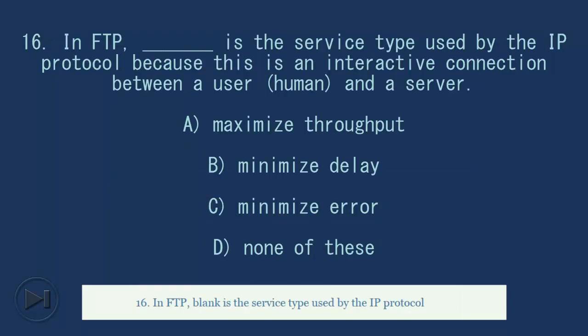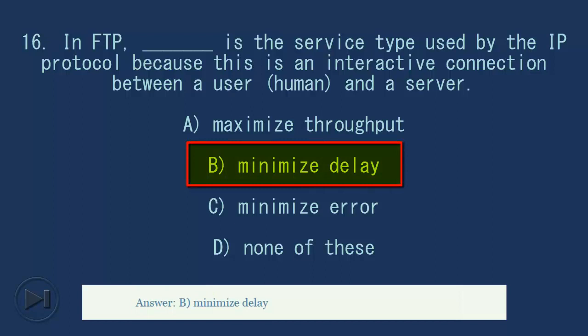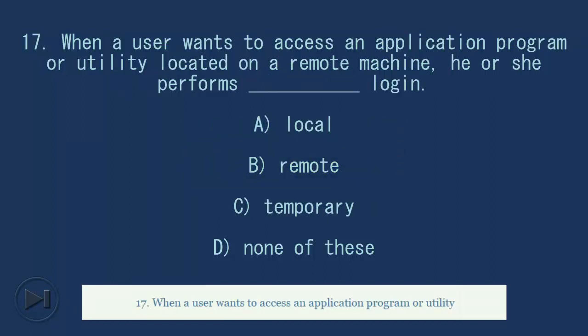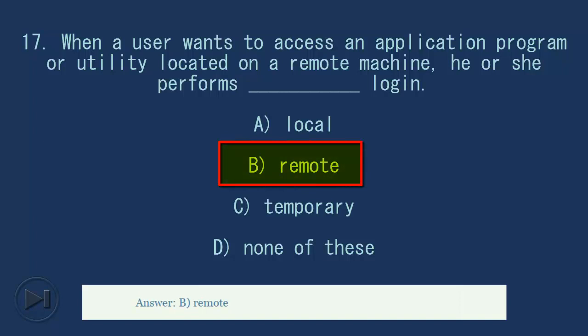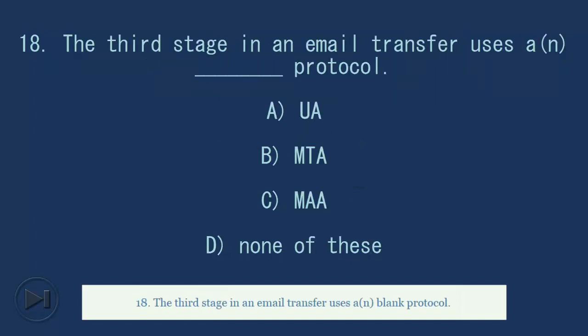16. In FTP, blank is the service type used by the IP protocol because this is an interactive connection between a user, human, and a server. A. Maximize throughput. B. Minimize delay. C. Minimize error. D. None of these. Answer, B. Minimize delay. 17. When a user wants to access an application program or utility located on a remote machine, he or she performs blank login. A. Local. B. Remote. C. Temporary. D. None of these. Answer, B. Remote.